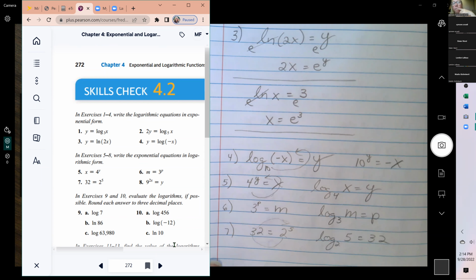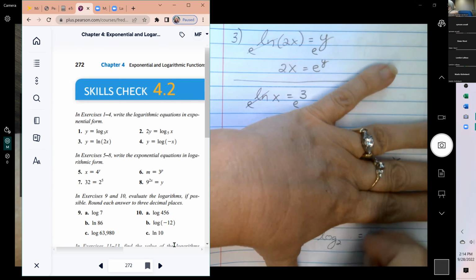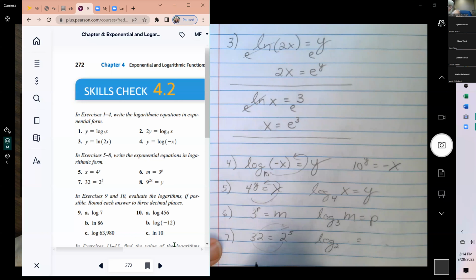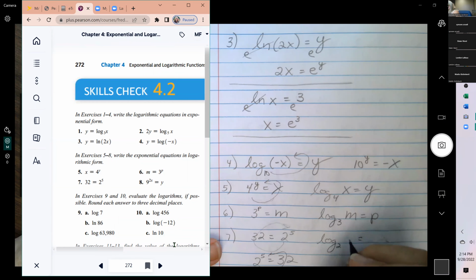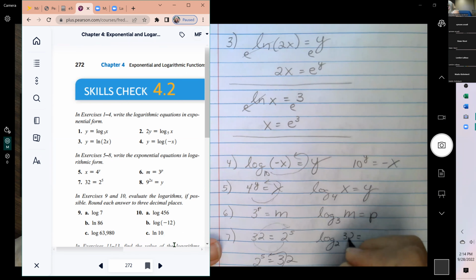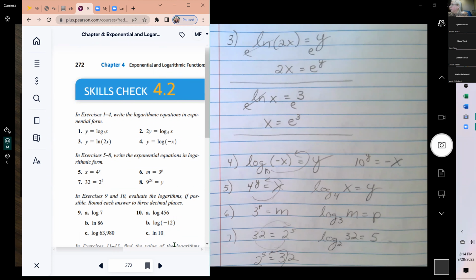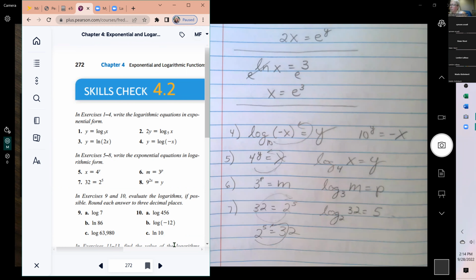Wait, for number 7, wouldn't it be log base 2 of 3? Yep. Thank you. I always write it the opposite. I like to put my base first. So log base 2 of 32 equals 5, yes. So the exponent becomes your answer. Any questions on that one?